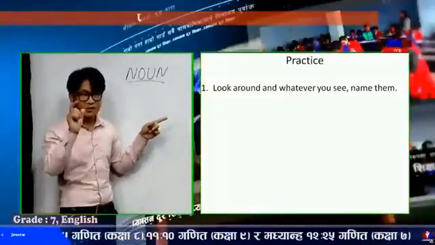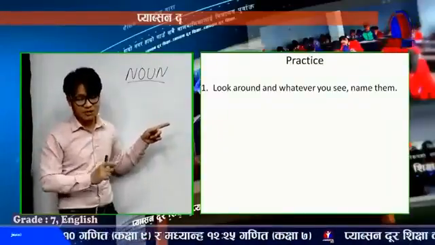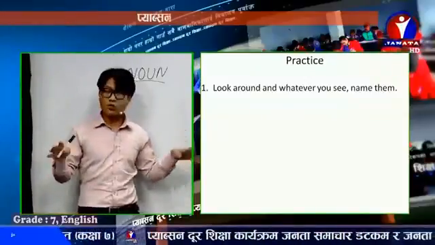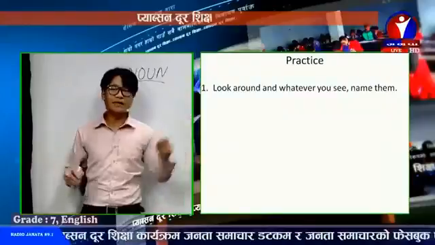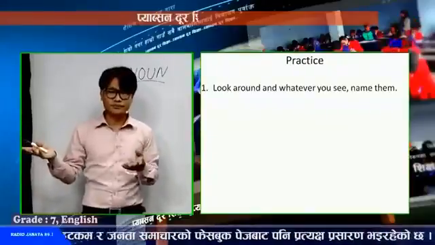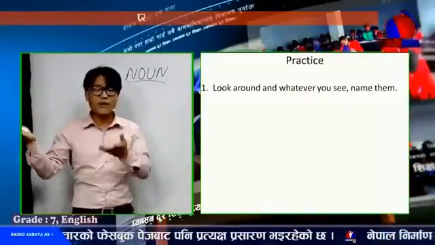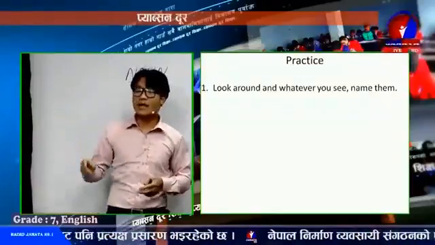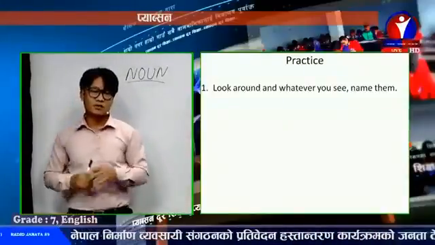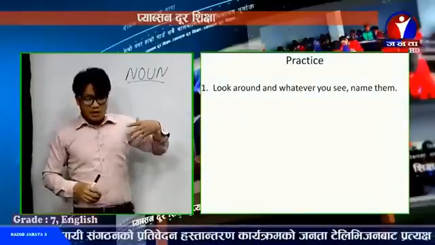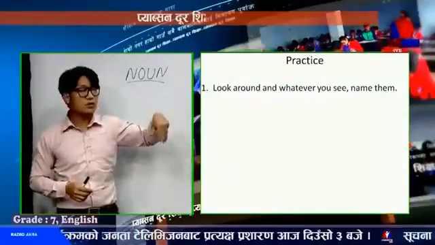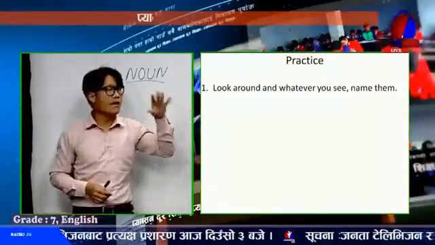Here I have given a very short homework so that you can practice at home. Look around. Whatever you see inside your house, inside your room, outside of your house, try to name them. Suppose if you see a cow, then you can say cow is which noun? You can practice that. If that cow has a name like Seti Gai, Kali Gai, then Seti Gai, Kali Gai is what? Proper noun. So you can compare like that. Even whatever you feel, that is noun. So look around, and whatever you see, name them. Try to have a practice.